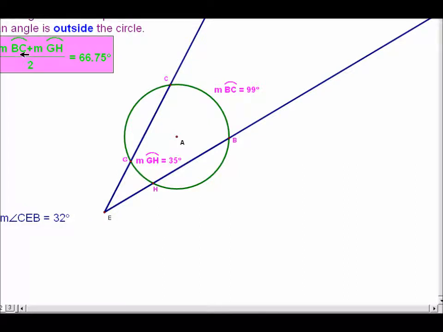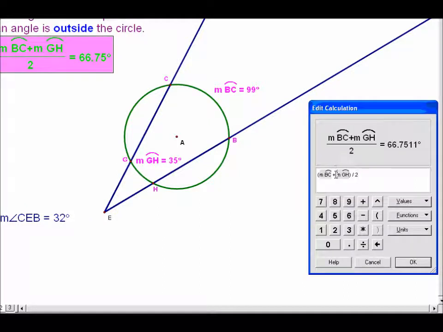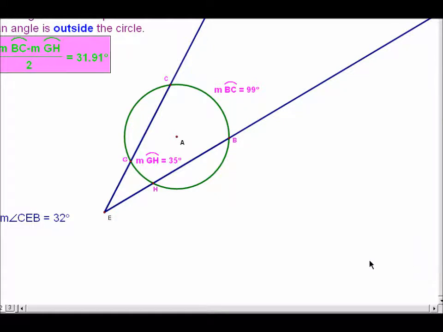I wonder what would happen if instead of adding these two arcs together, we subtract them. We've had some problems where we've had to subtract arcs. So here I have the measure of arc BC, our 99 degree arc, minus GH, our 54 degree arc. When we divide that by 2, we get 31.9082. Wow, if we round that to the nearest whole number, that gives us 32 degrees. Let's see if that's always true.